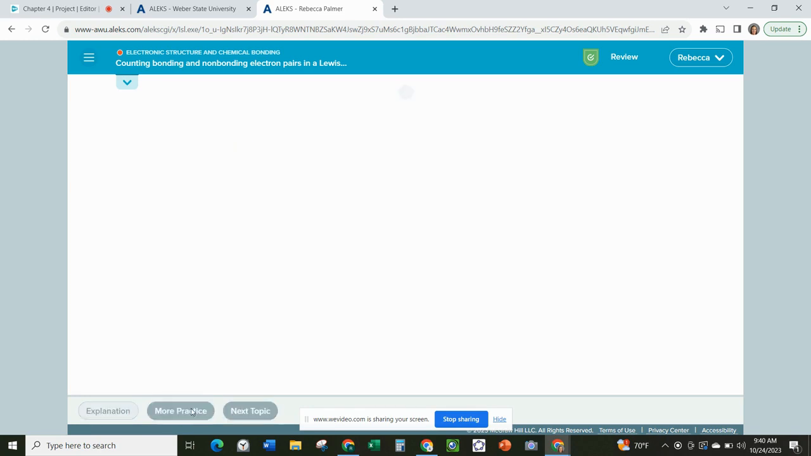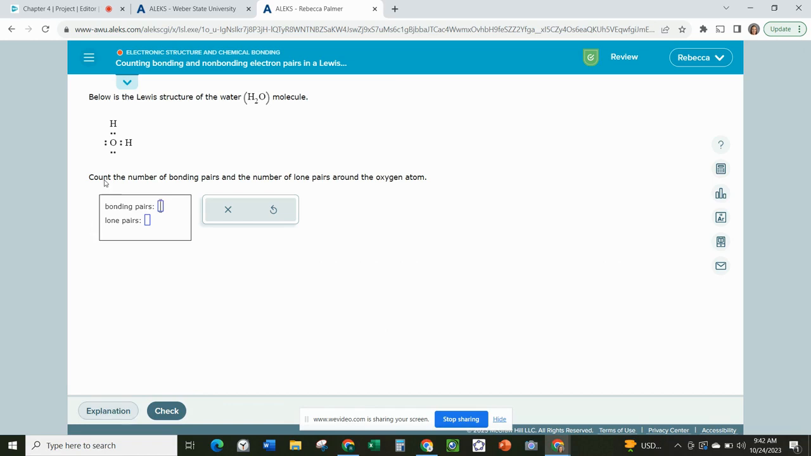Okay, this one's a little bit different. Count the number of bonding pairs and the number of lone pairs around the oxygen. So here's oxygen in water. Oxygen shares 2 electrons with this hydrogen and 2 electrons with this hydrogen. So oxygen has 1 bond, 2 bonds. This is different because the other ones only had 1 bond. So this has 2 bonds, and then around oxygen, this pair is not being shared, and this pair is not being shared. So this oxygen has 2 bonding pairs and 2 lone pairs.